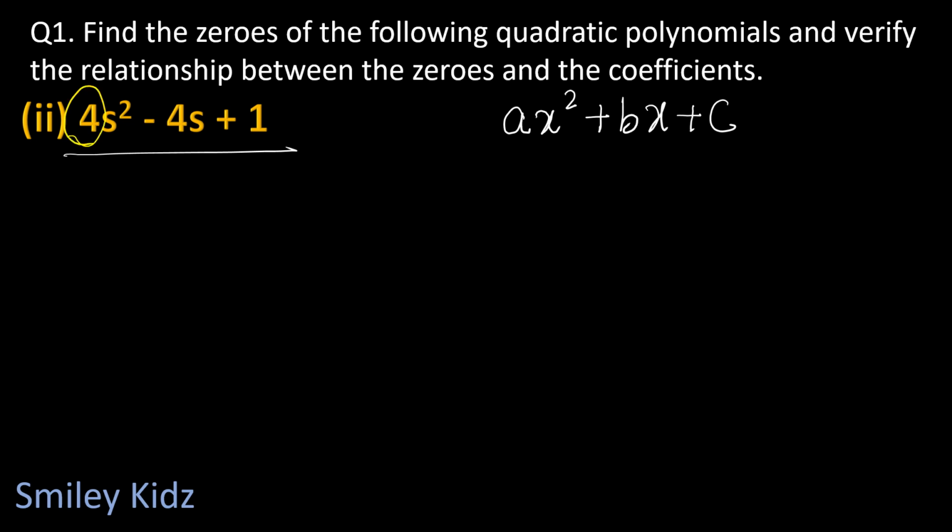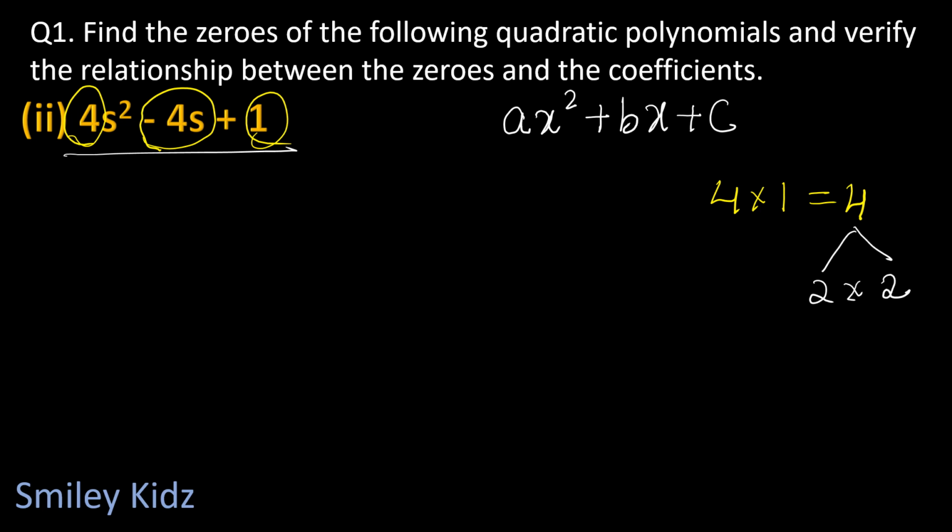So now 4 times 1, which is 4. Now we are going to find out the factors of 4 that will be equal to minus 4s, isn't it? That is what we call the splitting of middle term. Now the factors could be 2 times 2, isn't it? Or it can be minus 2 times minus 2. Or it can be 4 times 1, or it can be minus 4 times minus 1.